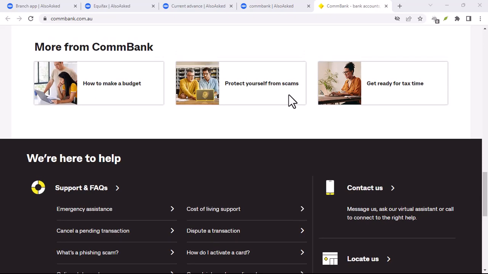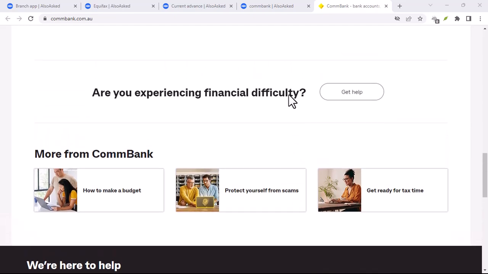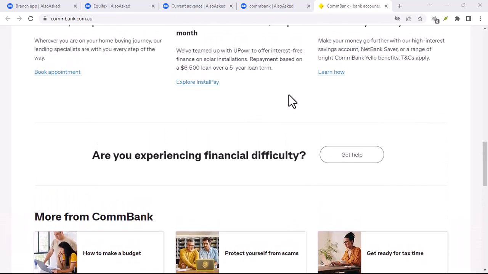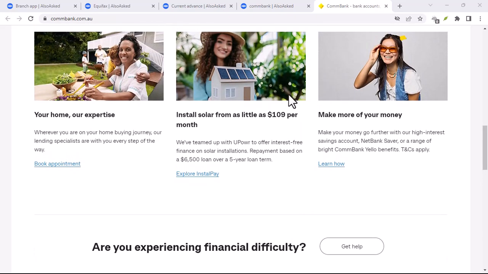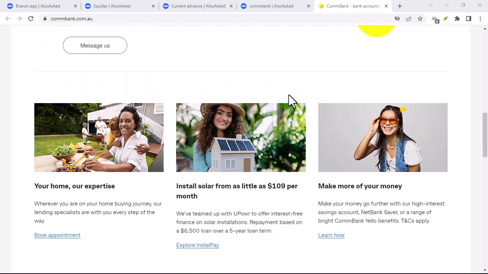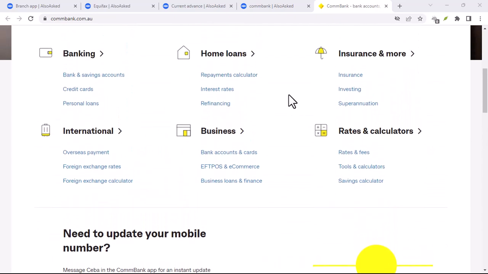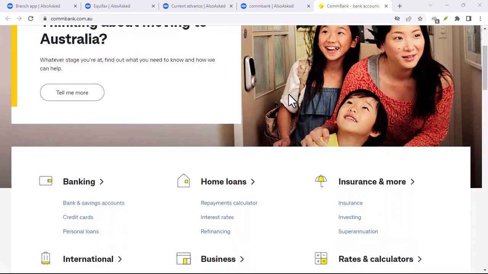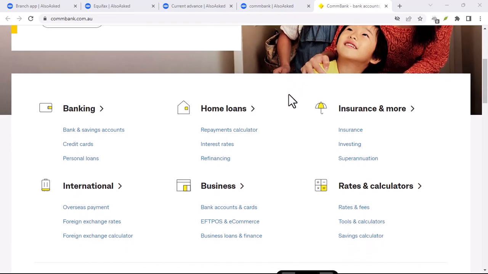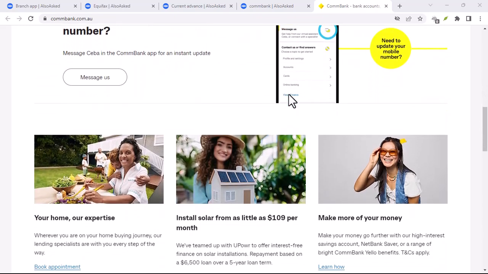Now, here's a crucial tip for managing your Smart Access account and minimizing fees. Utilize the Commbank app and online banking. These platforms allow you to monitor your account balance, track transactions, set up alerts, and manage your finances effectively. By staying on top of your account activity, you can avoid overdrafts, dishonored payments, and other fee-related issues. Another important point is to regularly review your account statements. This will help you identify any unexpected charges or errors. If you notice anything unusual, contact Commbank immediately to resolve the issue.